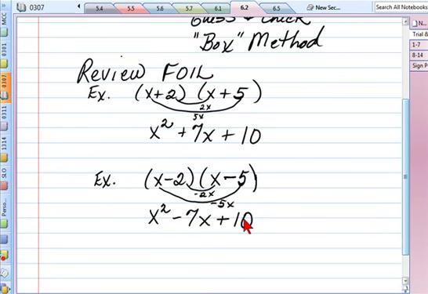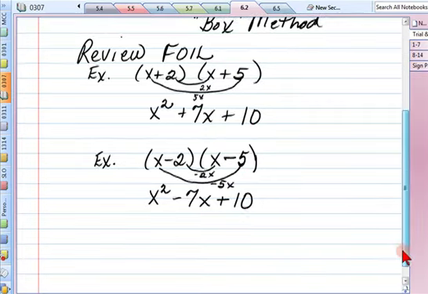Now I'd like you to take a moment to compare these. These are very, very similar answers, and the only difference has to do with the sign of the middle term. Whether you were multiplying a positive times a positive, you got the positive 10, or a negative times a negative, you got the positive 10. So what we might conclude is when the last term is positive, the signs up here always match the middle one.